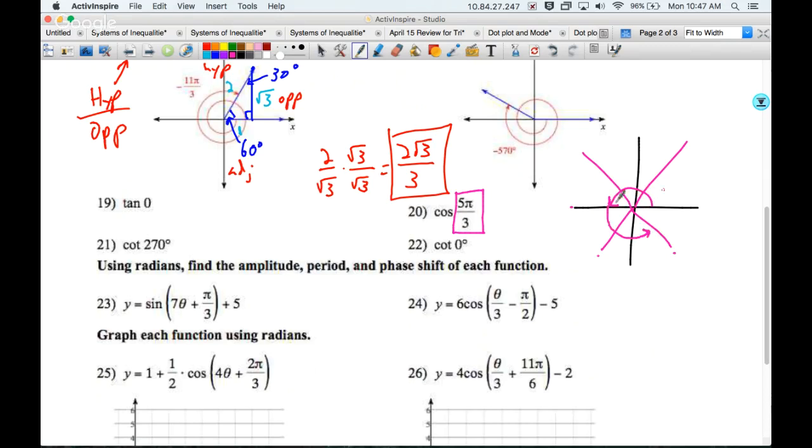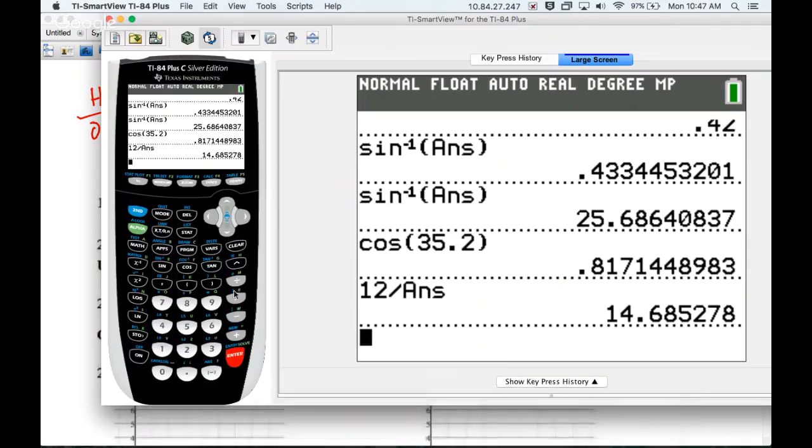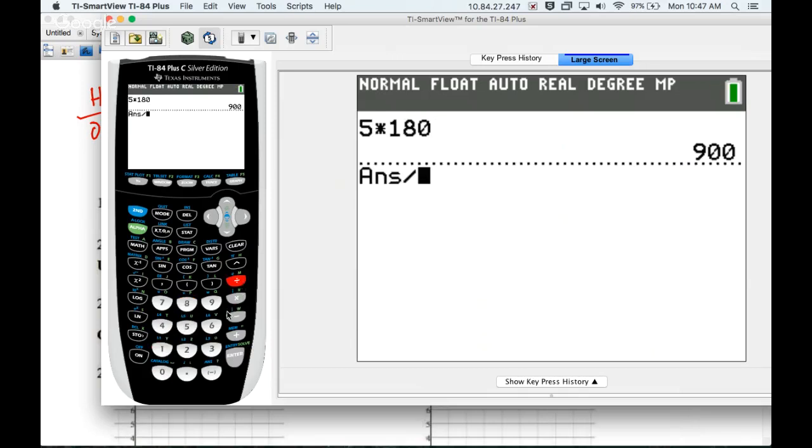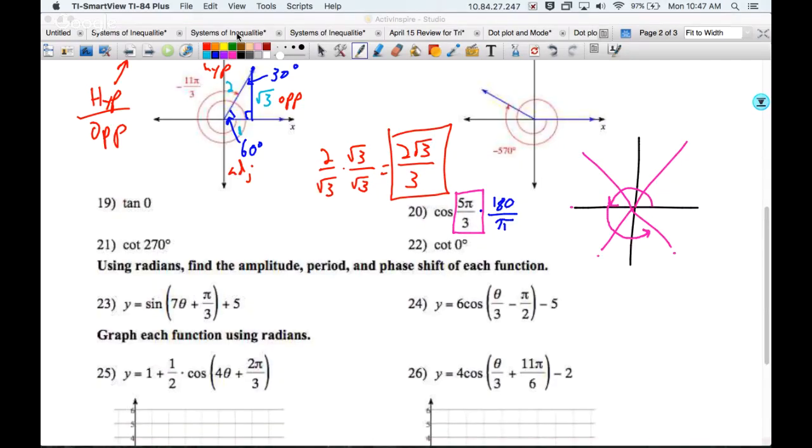So that's 5 pi over 3. So it's definitely coming down into this quadrant. Let me convert that into degrees real quick. Might help us out. 5 pi over 3 times 180 over pi. So the pi's cancel out, and I just get 5 times 180 divided by 3. So this is a 300-degree angle, so it's stopping 60 short of a full rotation. So this angle in here has to be 60, making this a 30, 60, 90.